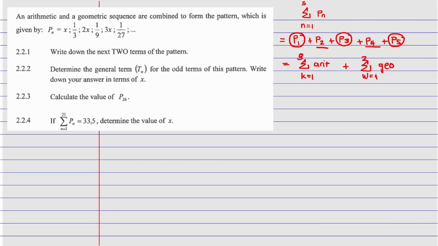Looking at it this way, if I didn't want to write it like this, to know how many terms are going to be arithmetic and how many are going to be geometric, I basically take my 5 and divide it by 2, which gives 2.5. This 2, the first one, is always going to be for the even.